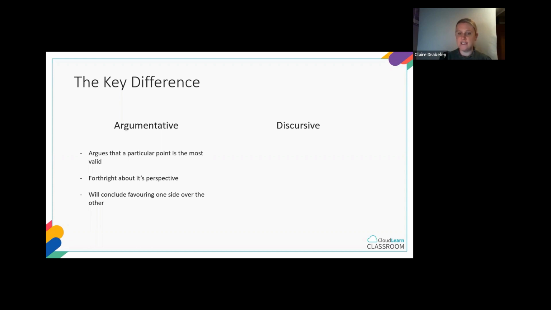On the other hand, a discursive essay should begin by taking a neutral stance on the outcome of the discussion, providing an equal analysis of both sides of an argument. After providing a balanced discussion of both sides, a discursive essay does not necessarily need to choose which argument is stronger. However, if one side clearly outweighs the other, then it is acceptable to state this.